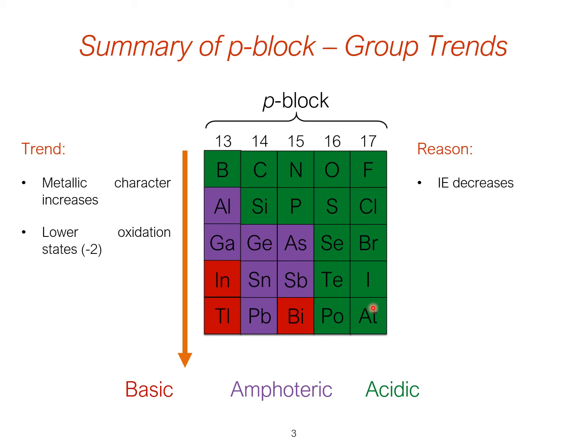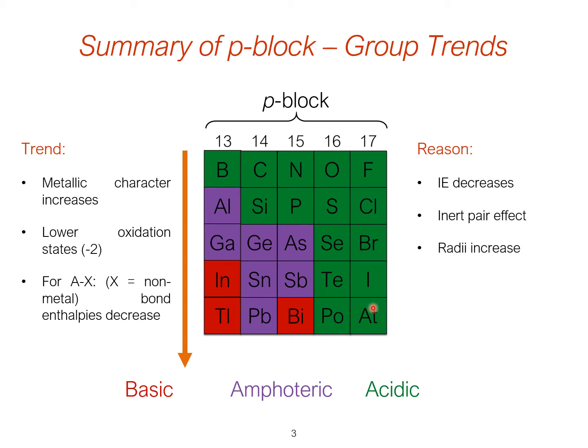Then we have the lower oxidation states as we go down a group. And this is due to the inert pair effect, something that I will touch on in a few slides. And this is the statement that an oxidation state two lower than the maximum is more stable towards the bottom of a group. The A-X bond enthalpies, where X is a non-metal, decrease as we go down the group, and this is because the atomic radii increase. We talked about this in quite a lot of the videos.